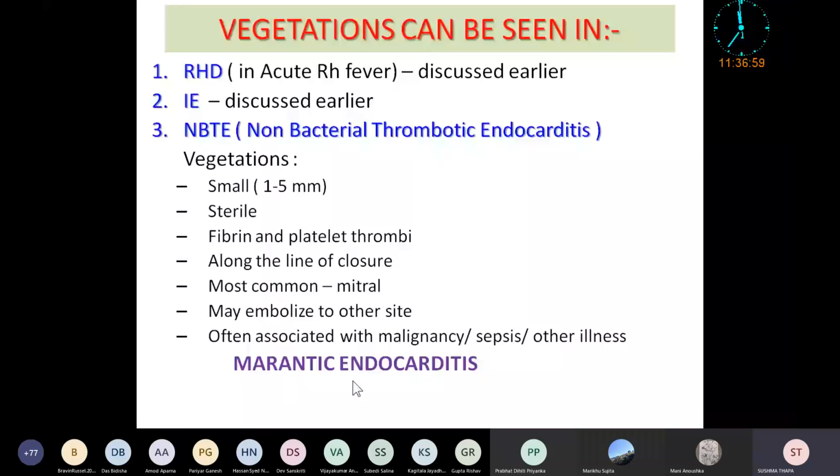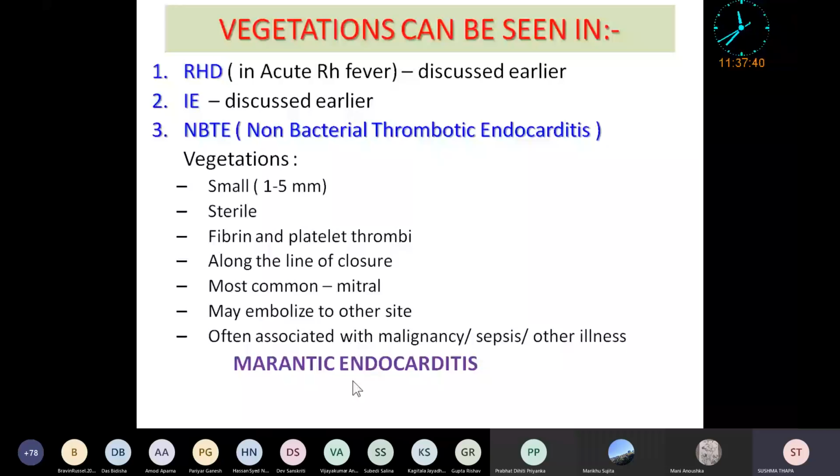For example, if the patient is having endocarditis where the organism is not involved, that is known as NBTE, or non-bacterial thrombotic endocarditis. Remember, in case of infective endocarditis, vegetations are there and those vegetations contain the organism. Whereas in the case of NBTE, vegetations are there, but you don't find any organism. So those vegetations are usually sterile, meaning they are not containing any organism. So that is non-bacterial thrombotic endocarditis.